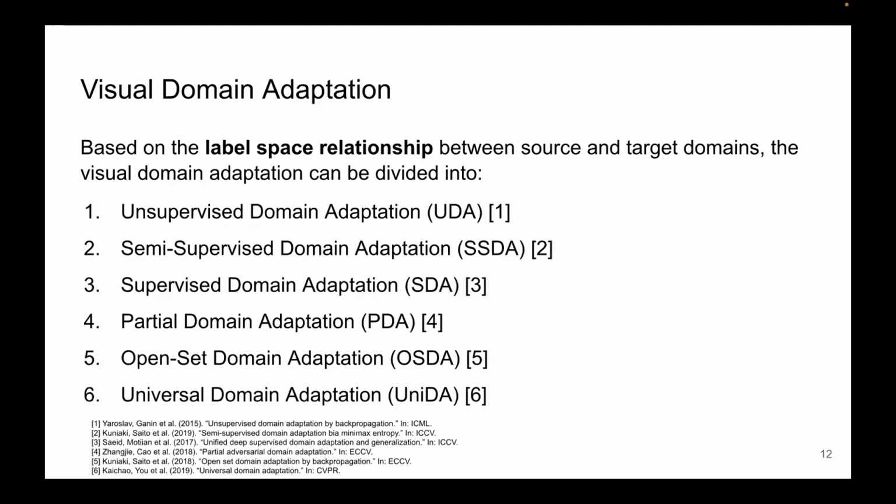So the label space relationship means how you assume the availability of labels in the source and target domain. As you know, in visual domain adaptation, in most settings we have both source and target domain in training. Then the labels might be available, might not be available. Then how to consider that? Here we list in total 6 different settings by considering different types of label space relationship. The first one is the most traditional one, which is called unsupervised domain adaptation, UDA. And you can see some example papers listed at the bottom of this page.